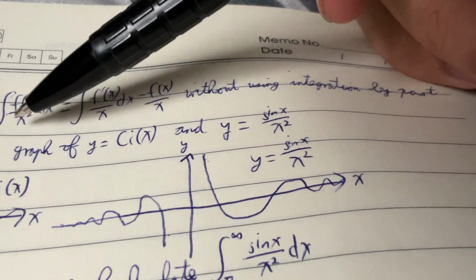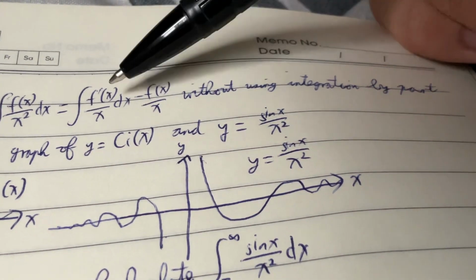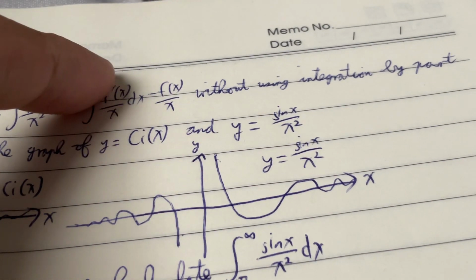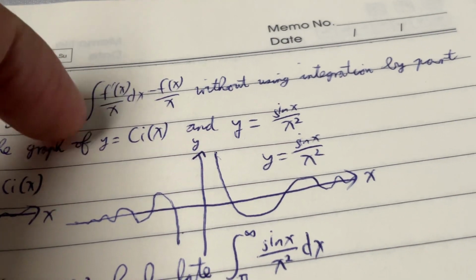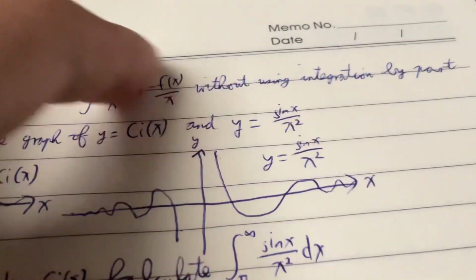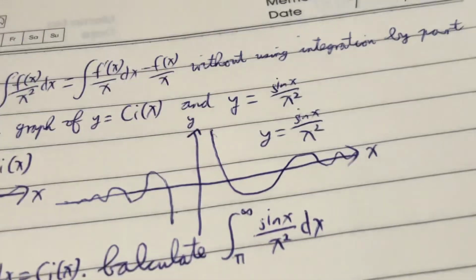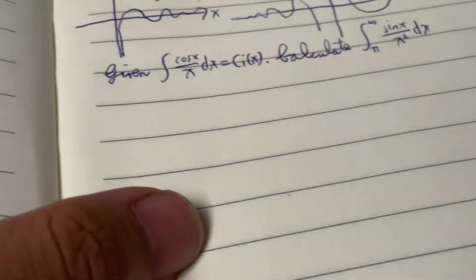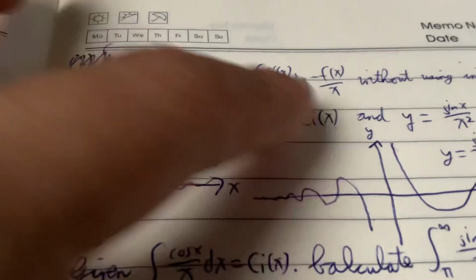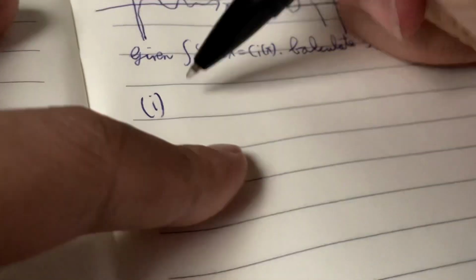Today we're going to do two questions. The first one is to show that the integral of f of x over x squared dx is equal to the integral of f prime x over x dx minus f of x over x, without using integration by parts. To do the first question, let me consider f of x over x here.